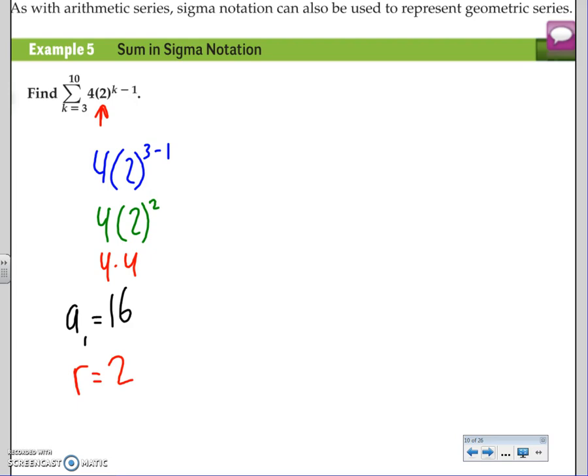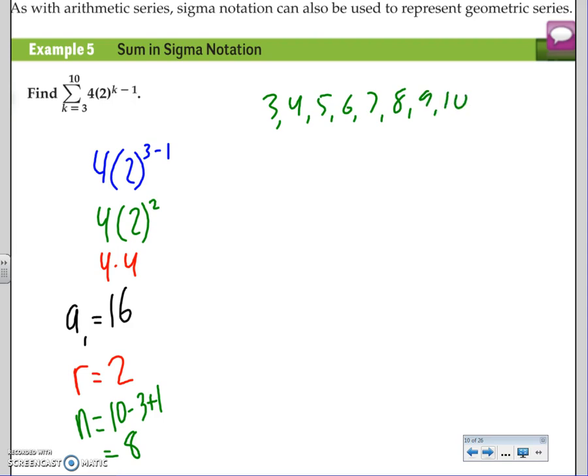And we need n. Remember, n comes from the top minus the bottom plus 1. So n equals 10 minus 3 plus 1. So that is 7 plus 1, which is 8. There are 8 terms, because there's the third number, fourth, fifth, sixth, seventh, 8th, 9th, 10th. Those are the positions. Now this is 1, 2, 3, 4, 5, 6, 7, 8 different numbers, right? So it's 8 different spots. So make sure you know it's the top minus the bottom plus 1.